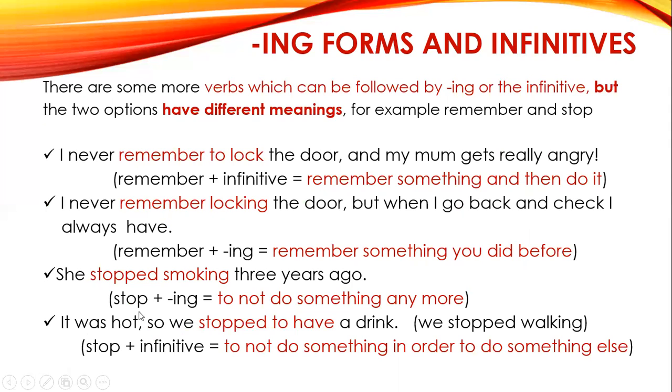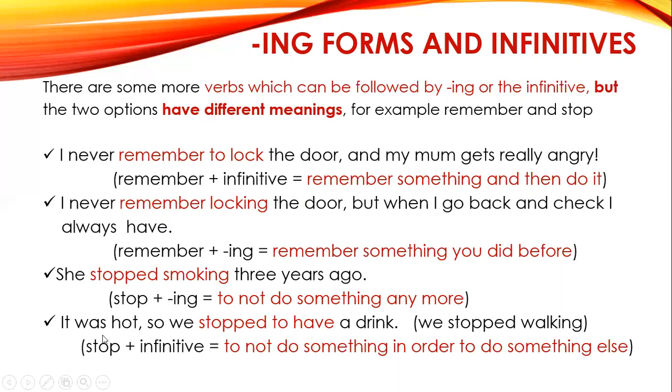And what about another example, the case of stop? For example, when you say she stopped smoking 3 years ago. In this case, you use stop plus -ing form. So, to not do something anymore. When I say she stopped smoking 3 years ago, the meaning is that she's not going to smoke anymore. She really, actually stopped, okay?